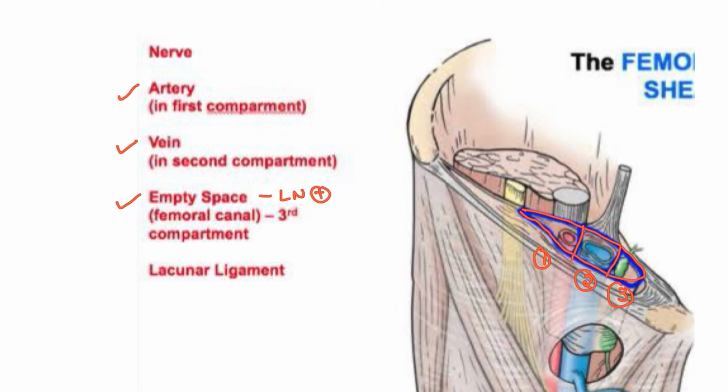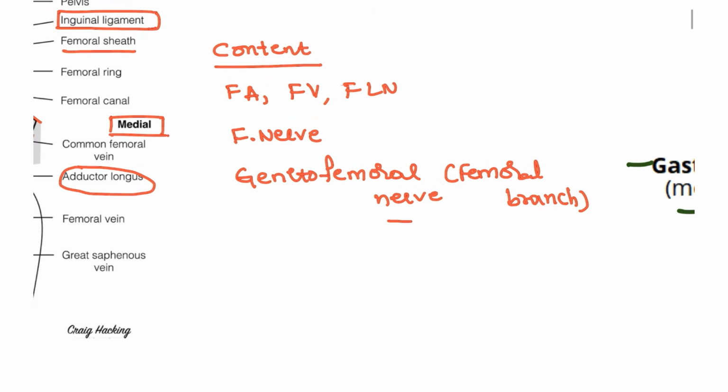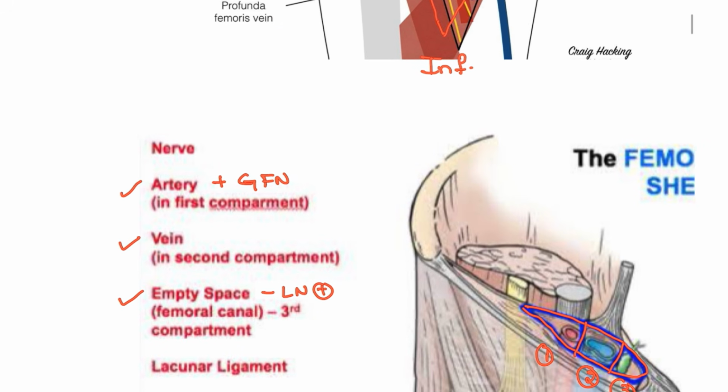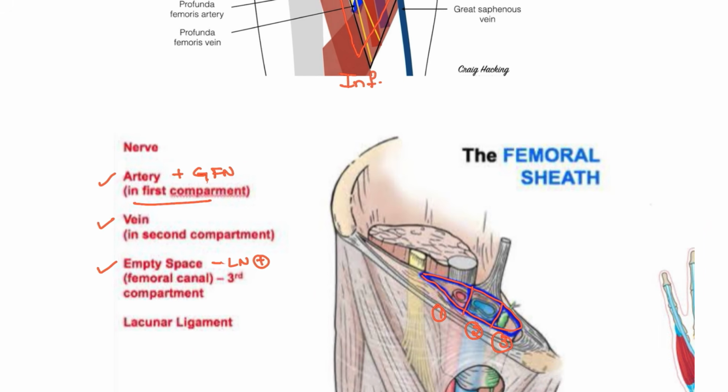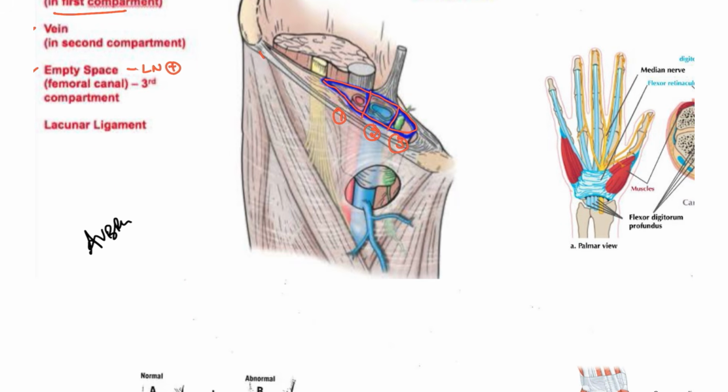And also in the first compartment you have to remember the genitofemoral nerve. Just now we discussed here. Here you can see this is the genitofemoral nerve where it is present along with the artery. And here you can see already, what is this structure, guys?